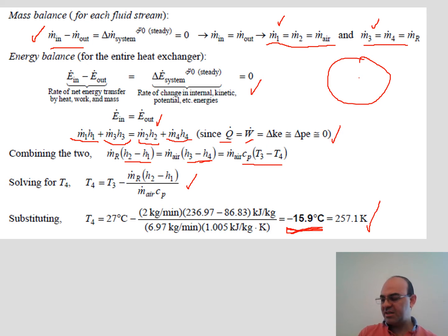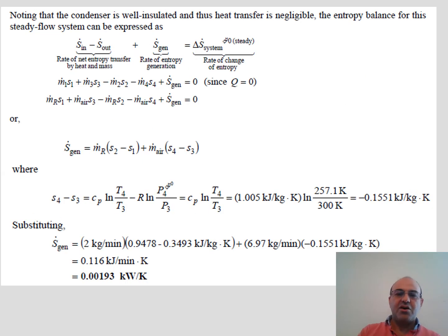Also, we need to consider the fact that we assume that there is no heat from the surrounding. If we consider the heat coming to the air conditioner from the surrounding, the problem would change, and that would be another part of the problem that we will do. Okay, so that was the first law. How about the second law, the entropy balance?